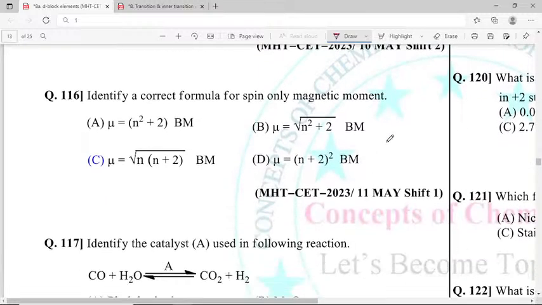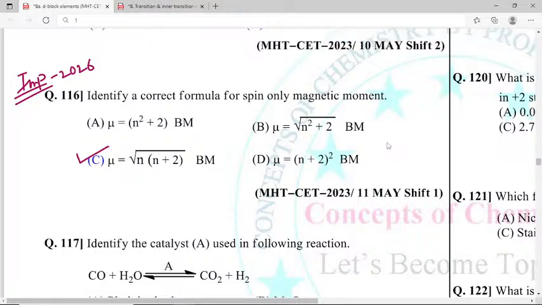Identify the correct formula for spin only magnetic moment. Mu is equal to under root n(n+2) Bohr magneton. This is a very, very important question, a straight formula, and it is there in 2026 also. Mu is equal to under root n(n+2) BM, where n is the number of unpaired electrons.